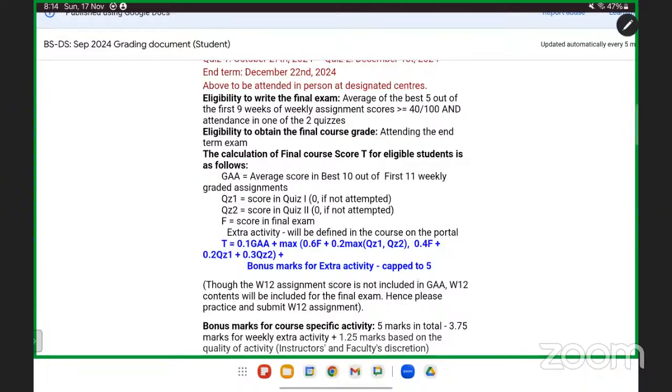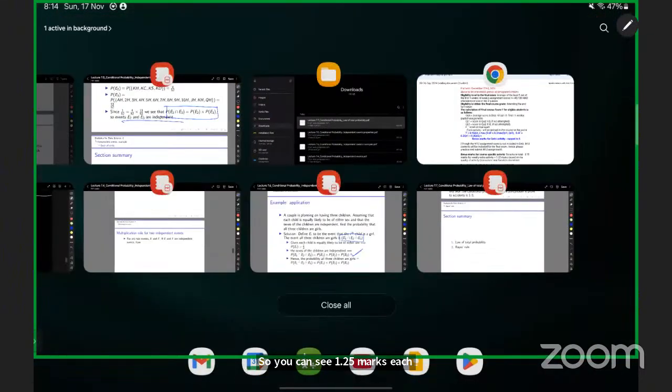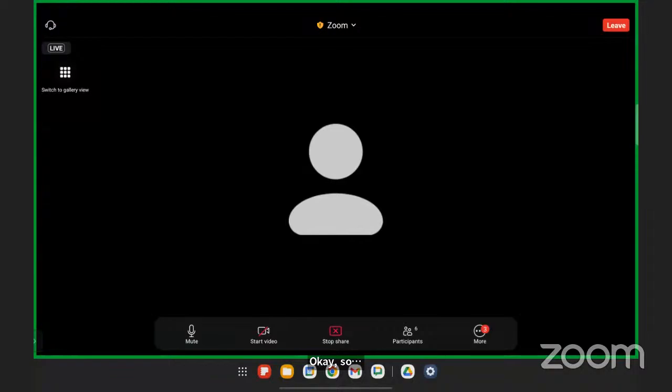So you'll have bonus marks extra 5, right? So cap to 5. So you'll have 5 of that. I mean, there are 4 activities actually. So one activity carries 1.25 marks. So you didn't submit 2, so you'll have out of 2.5, whatever you get. Thank you, sir. Okay, so you can see 1.25 marks each, it's mentioned here. Okay. Okay, so thank you all. We can close the session.